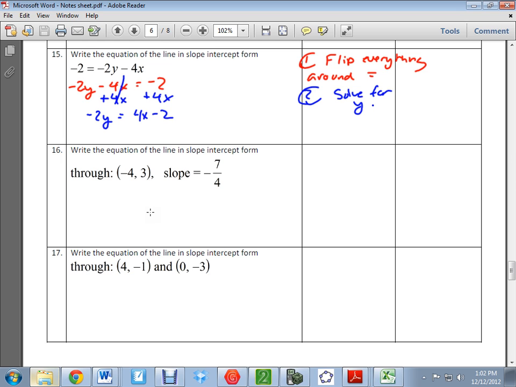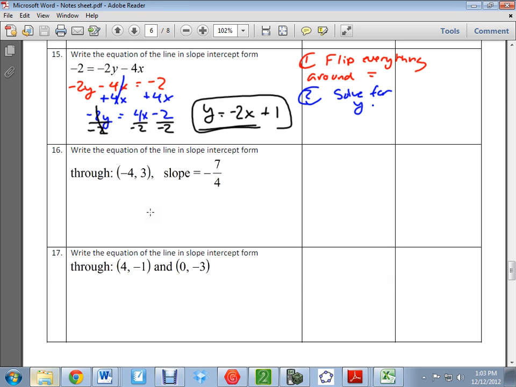We got to do it exactly like we did on the previous example. What would the last step to this for solving for y be? Divide by not 2, but negative 2. And that'll get me y is equal to 4 divided by negative 2 is negative 2x. Negative 2 divided by negative 2 is positive 1. And this is the equation in slope-intercept form. Once y is by itself, it's in slope-intercept form. Again, no real special cases for these.